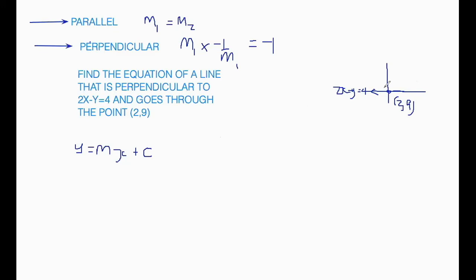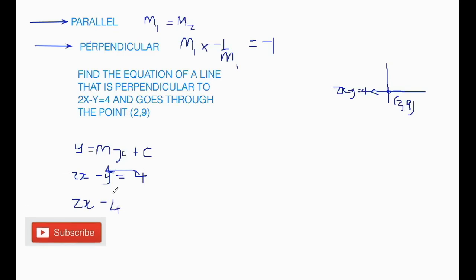So let us now find the gradient. We have to do some rearrangement of the equation of the line, 2x minus y equal 4, getting it in the form y equal mx plus c. Now, having the equation 2x minus y equal 4, I'll carry the positive 4 over the equal sign, so it becomes -4, and carrying over the negative y over the equal sign, so it becomes positive y. So just rewriting it, I have y equal 2x minus 4.